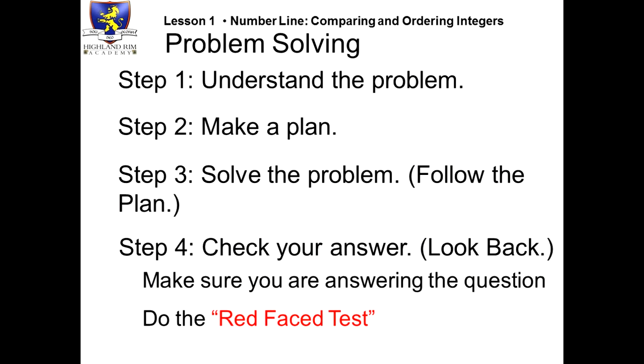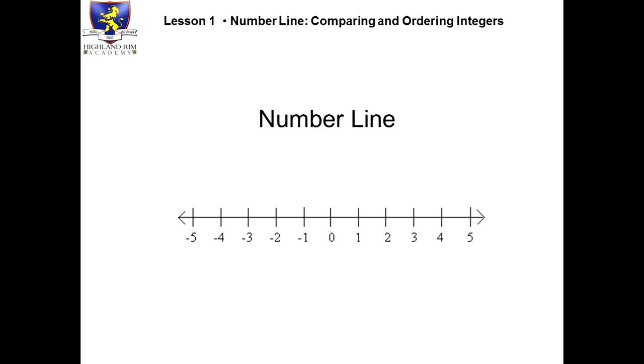So now let's look at Lesson 1. Lesson 1, first we start off with a number line. You've seen these before. It starts at 0, goes to the right, 1, 2, 3, 4, 5, all the way up to positive infinity. And then it goes to the left, -1, -2, -3, all the way to negative infinity. And that's what we call our number line.